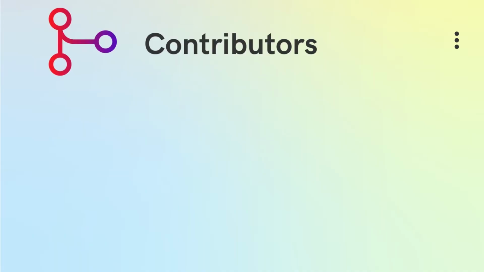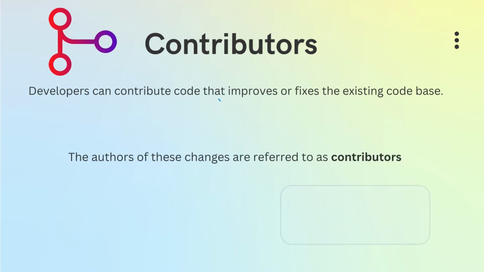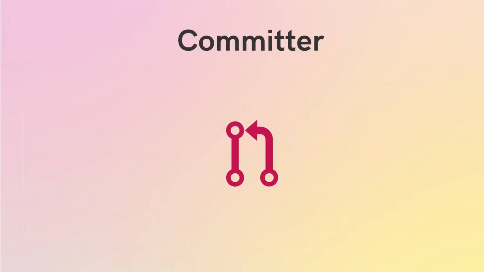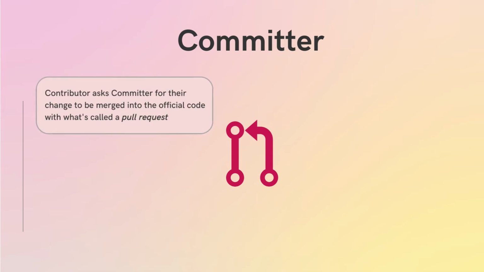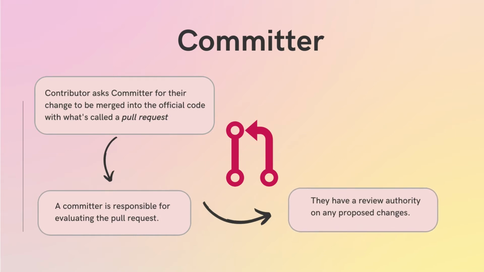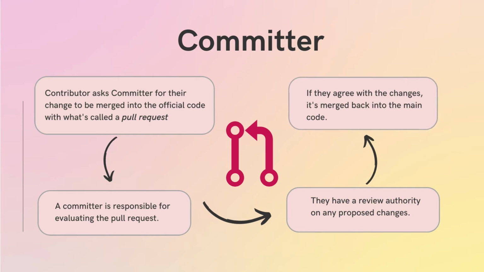The authors of these changes are referred to as contributors. They create their own local copy of the official repo and make changes. They ask for the change to be merged into the official code with what is called a pull request. Anyone can be a contributor, but established members are what are called committers. They have a review authority on any proposed changes. A committer is responsible for evaluating the pull request. The pull command copies down the change and then they have a chance to review it. If they agree with the changes, it is merged back into the main code. Committers enforce code standards and usually require test code to demonstrate the code works as promised.